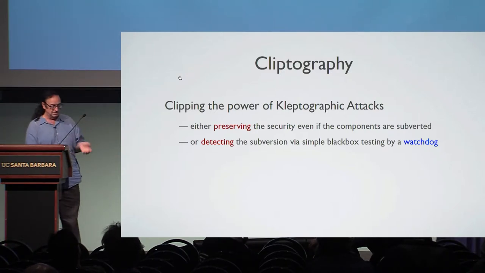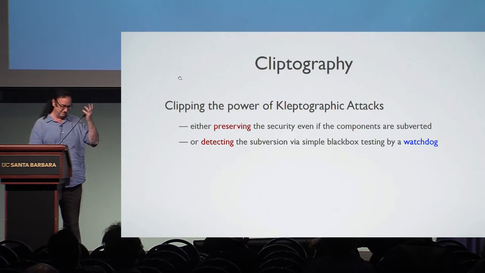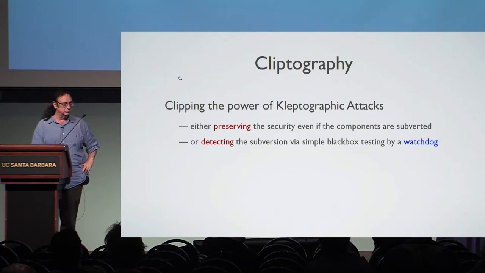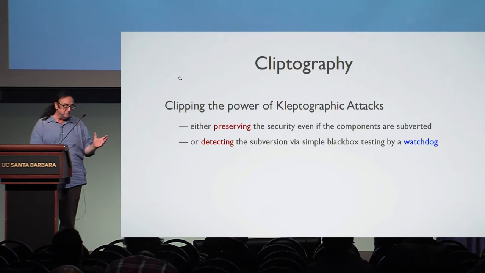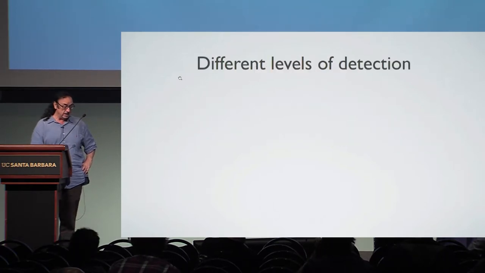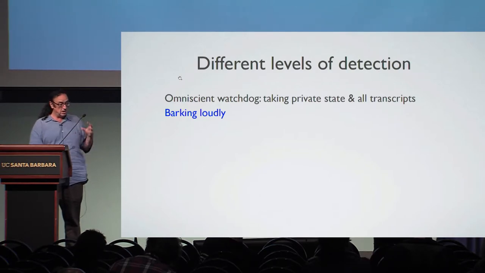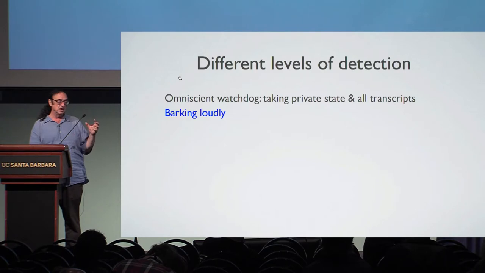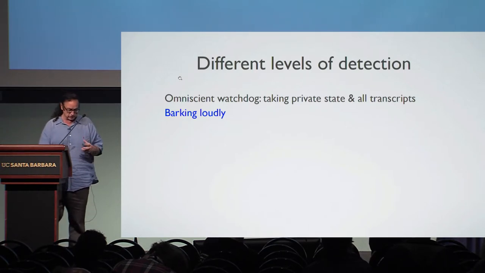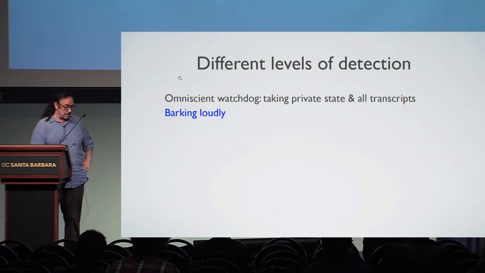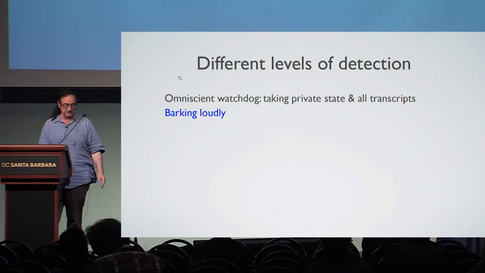After Snowden revealed that this actually is being fielded, we have to do something. So a few efforts started to deal with cryptographic attacks, which we call clipping the power of cryptographic attack. We can either do prevention or detection. There are different levels of detection. In order to change the crypto system, we have to change the architecture. One of the architectures for detection is putting a component in your trust base, in your system, called a watchdog, or some judge that will be able to detect what's going on. And there are different levels of resources, and we measure the resources with the barking power of the watchdog.